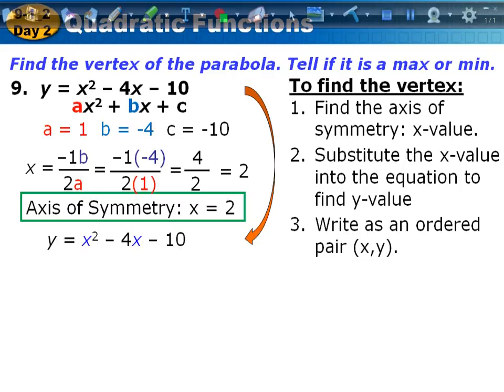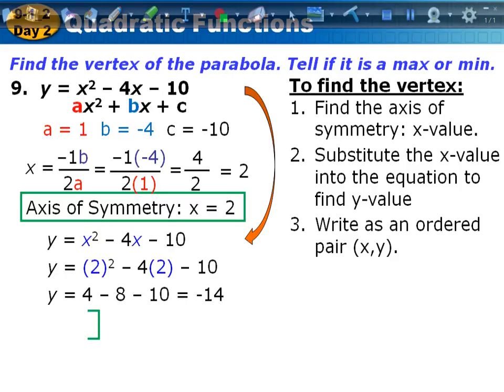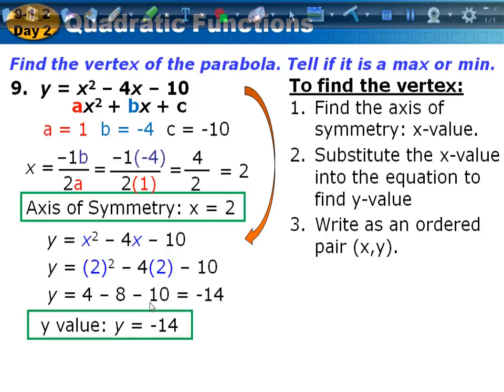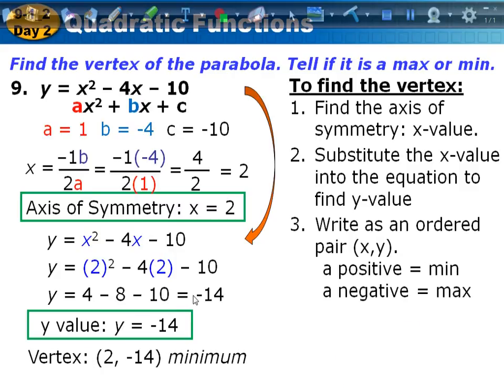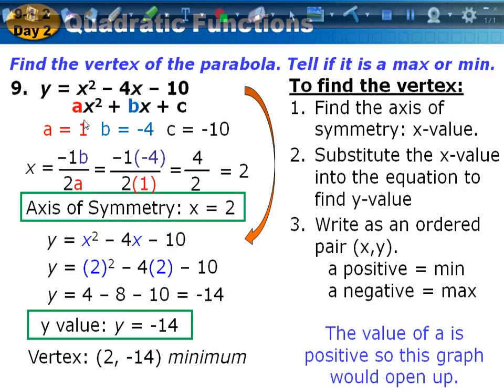Then we're going to take the original and rewrite it, and instead of x's, we're going to plug in 2's, because x is 2. Then we're going to multiply. 2 squared is 4. 4 times 2 is 8, and 4 minus 8 minus 10 is negative 14. So the y value here is negative 14. And again, our vertex is our x and y pair, x comma y, so it's going to be 2 comma negative 14. And it's going to be a minimum, and to know that, I'm going to look up here. My A is a positive 1, so it opens upward, so I'm going to have a minimum vertex. So again, please make sure you have everything on the left-hand side of the screen written before you move on.